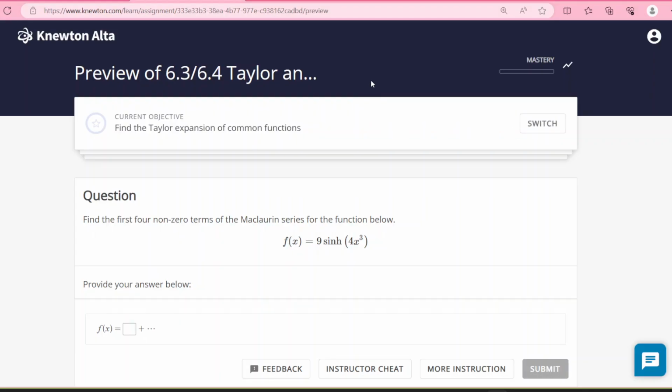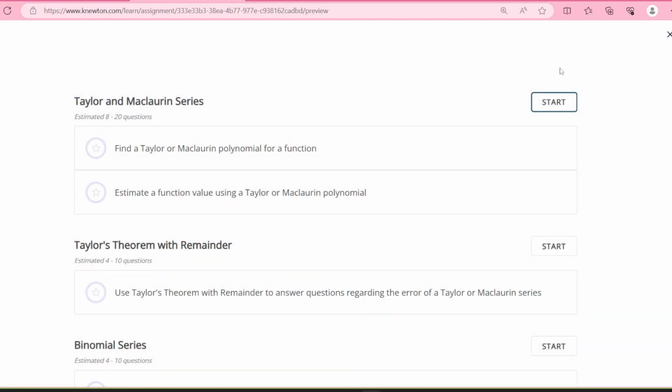All right, so here is the look of our Newton Alta assignment page. In the upper left-hand corner, you have the title of the section, the title of the assignment. You won't see the word preview. In the upper right-hand corner, you have your mastery bar that tells you how far along you've gotten in the assignment. Again, I will not be completing the entire assignment here. Next to this, you can see the activity log that shows you each individual objective.